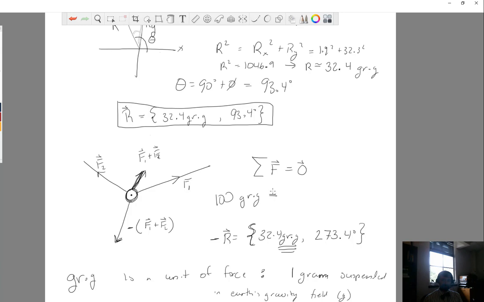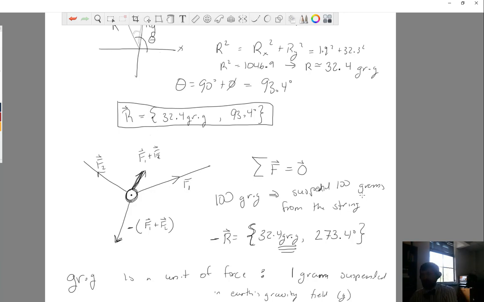Okay, so 100 gr.g implies suspend 100 grams from the string. Okay, that counts the mass hanger. So whatever weight hanger, whatever mass hanger you're using, that plus any mass added to it totals 100 grams. All right.